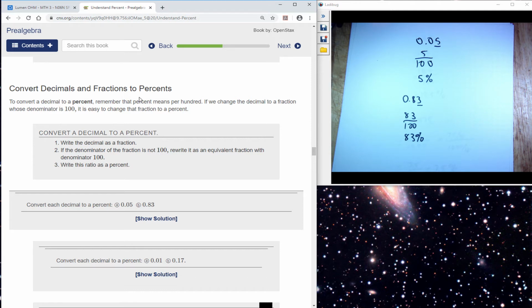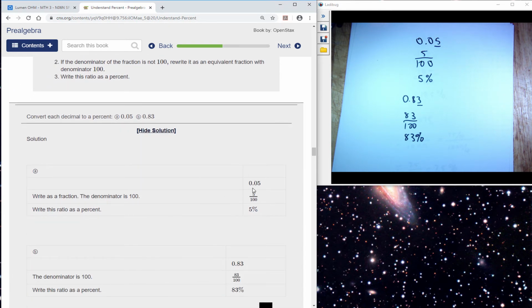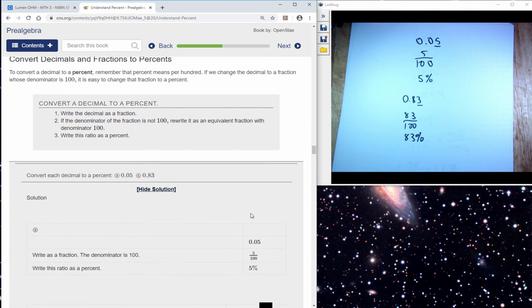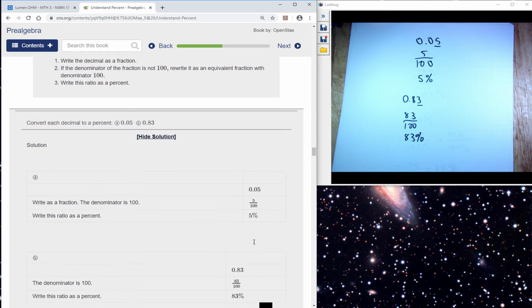Convert decimals and fractions to percents. Convert a decimal to a percent. See here, I see 0.05. Right there, that's a fraction. 5 over 100. So 5 over 100, that's the same thing as 5%.